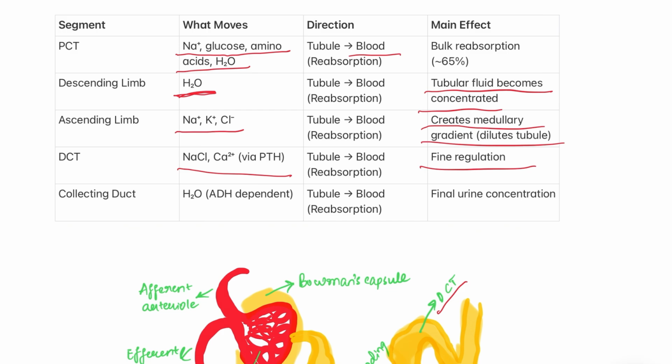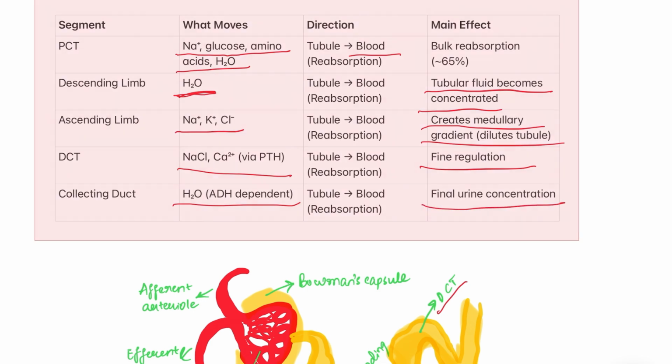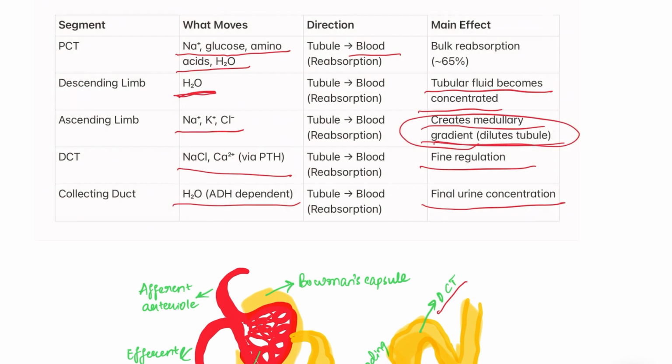Here already there is a gradient which is formed, because the dilution of the fluid is taking place in the ascending limb, and some amount of ions are going into the blood by the distal convoluted tubule. This collecting duct, with the help of the antidiuretic hormone, will reabsorb the water and causes final urine concentration. So if there is a loss of this medullary gradient, then if any of this process is not happening, the final urinary concentration will not be happening.